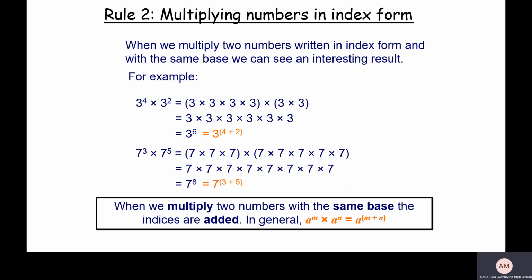So rule number 2 is about multiplying numbers in index form. So let's have a look at a question. We'll work it out the long way. We'll establish a rule, and then we'll look at how the short way of working it out is. So if we've got 3 to the power of 4 times 3 squared, well, 3 to the power of 4, that's 4 3's, and 3 squared, that's 2 3's. So altogether we've got 6 3's. We would write that as 3 to the power 6.